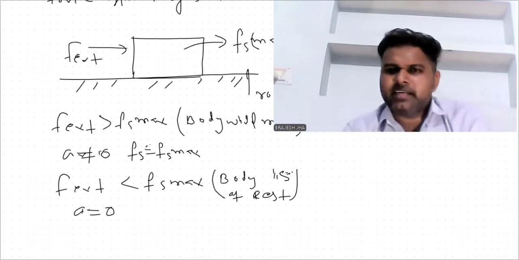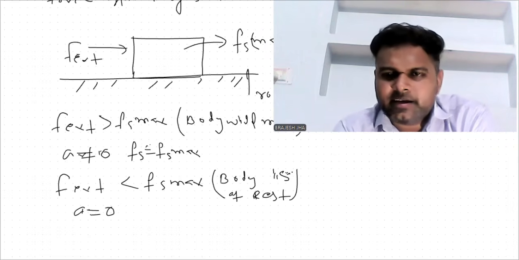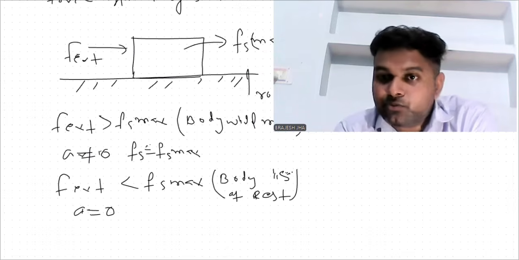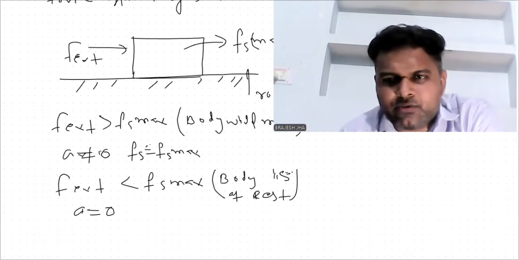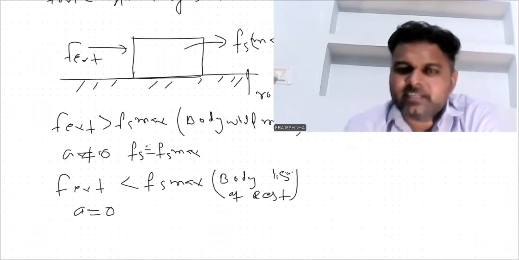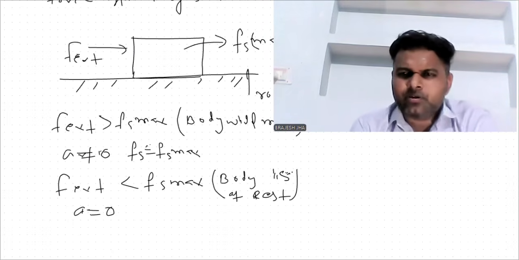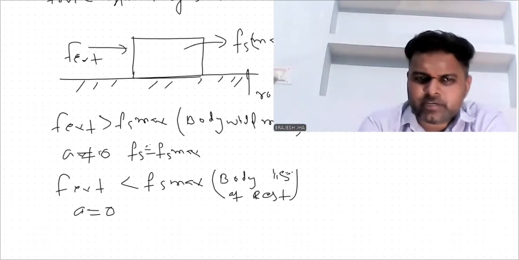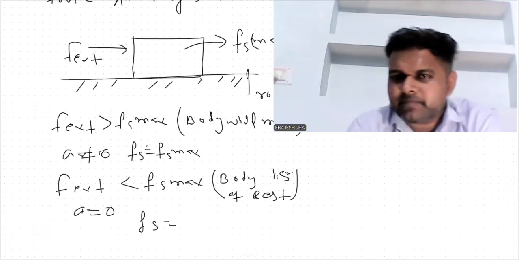Tell me, I'll give you 5 rupees. Is it possible that you will return me more than 5 rupees? No. So the external force applied on the body is like 4 Newton, which is less than Fs max. So the body just has to work to balance this force. So in this case, Fs will be equal to F external, not Fs max.